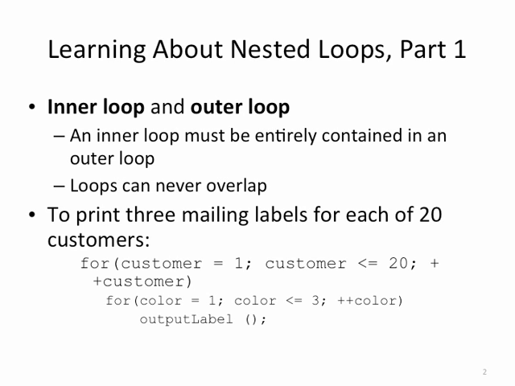So how many output labels are we going to print as a result of this code block? If you have a nested for loop, the way to figure out how many times the innermost statement will be executed is to multiply the number of times the inner loop will be run by the number of times the outer loop will be run. So in this case, customer is going to go 20 times, 1 to 20. Color is going to go 3 times, 1 to 3. So it's 20 times 3, or 60 times. We will print a total of 60 labels as a result of this code.